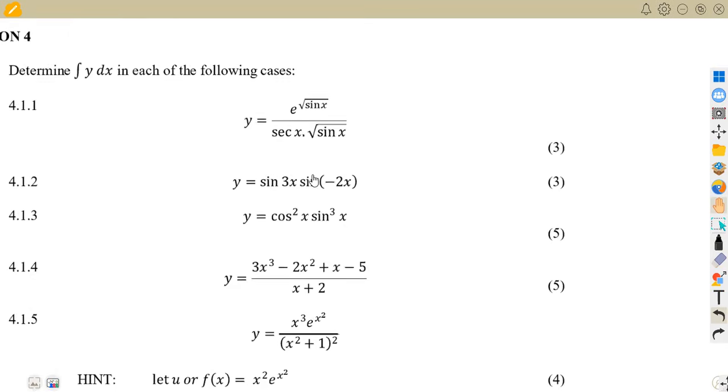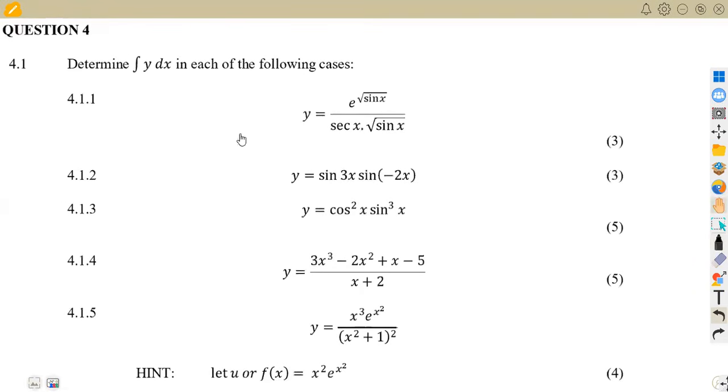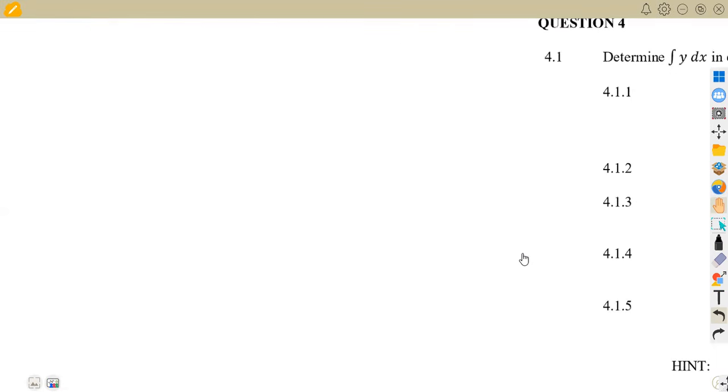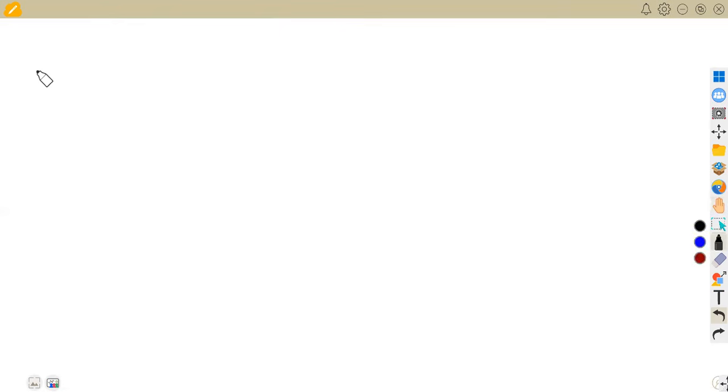We're asked to determine the integral of y with respect to x in each of the following cases. We've got the first part here being 3 marks. So I'm just going to rewrite this aside. That is our question 4.1.1. So let us see what we are given in this case.